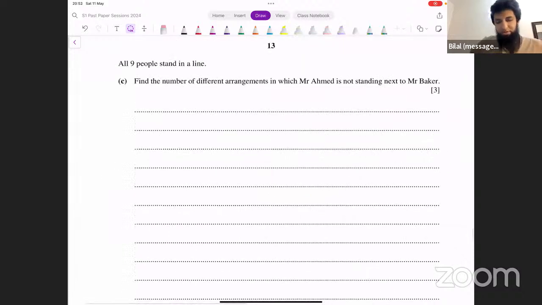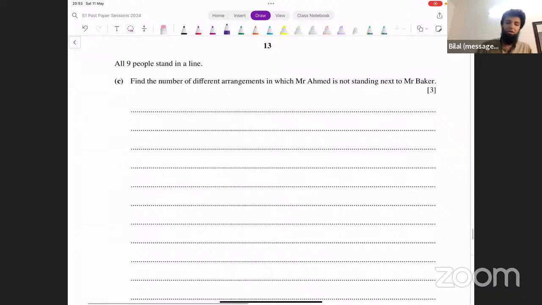Let's move on now. It says all 9 people stand in a line. Find the number of different arrangements in which Mr. Ahmed is not standing next to Mr. Baker. Now, all 9 people are standing in a line. Mr. Ahmed is not standing next to Mr. Baker. 2 people that you want to separate, we can use both methods. Dashes and stars method, total minus together method, both methods would work. Okay, you can use any of them.